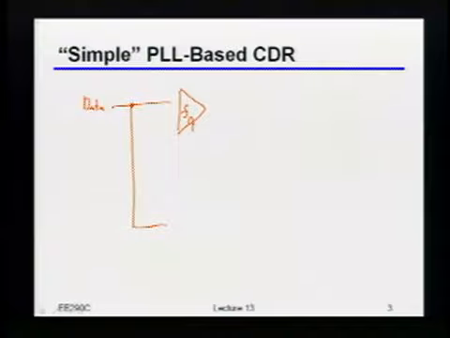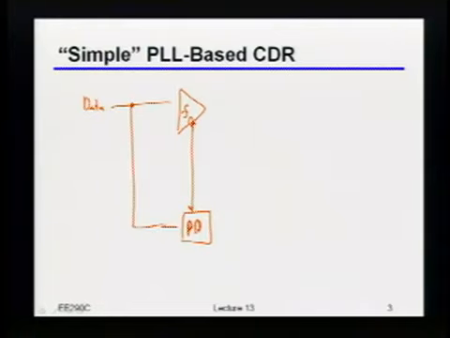So let's start out with what's the simplest possible way you could build that CDR. Let's say again, I've got my data. I'm going to be feeding that to some sort of comparator. And like we said a second ago, that CDR loop looks a lot like a PLL, right? So why don't I just go ahead and use a PLL to actually build that CDR loop? Okay?